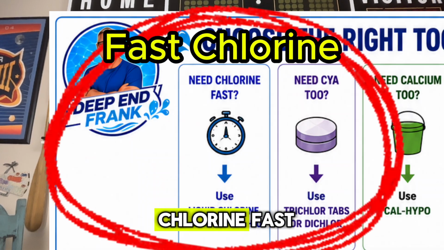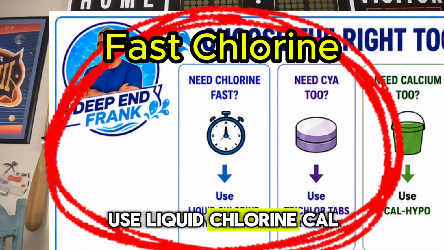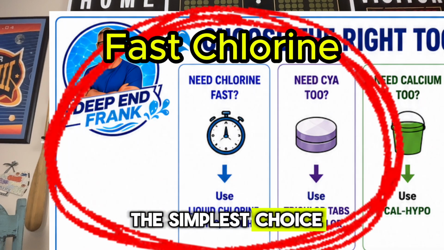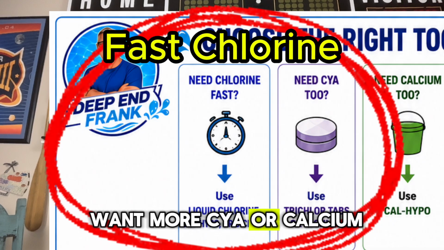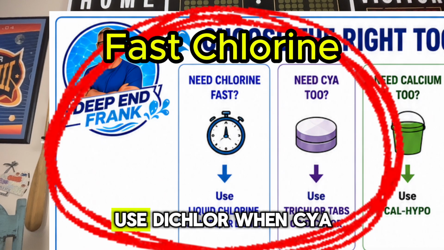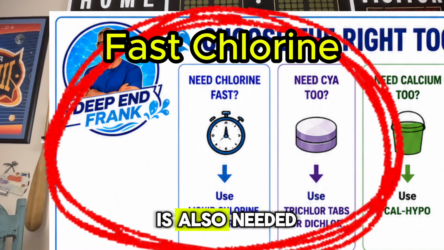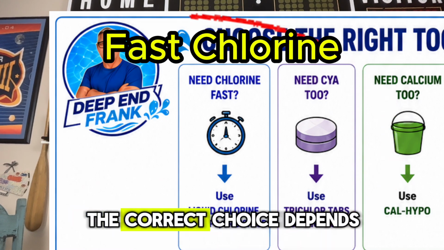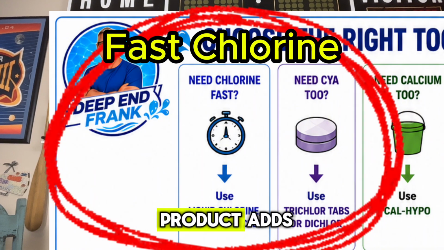Okay, if you need chlorine fast, use liquid chlorine, Cal-Hypo, or Dichlor. Liquid chlorine is usually the simplest choice when you do not want more CYA or calcium. Use Cal-Hypo when calcium is acceptable. Use Dichlor when CYA is also needed. The fastest chlorine is not automatically the best chlorine. The correct choice depends on what else the product adds.